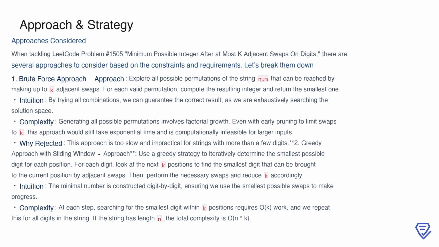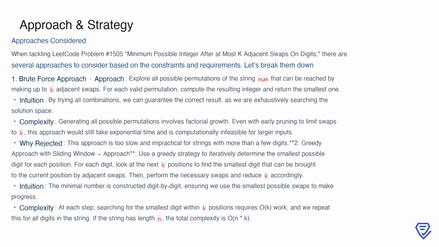When approaching LeetCode problem number 1505, it's important to consider a range of strategies to identify the most efficient solution. The brute force approach, for example, involves exploring all possible permutations of the string number that can be formed with up to k adjacent swaps. While this guarantees the correct result by exhaustively searching every possible solution, the computational cost is immense. The factorial growth of permutations, even with pruning, makes this approach impractical for larger inputs.